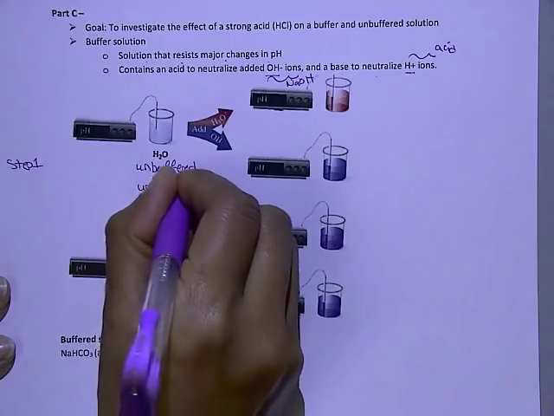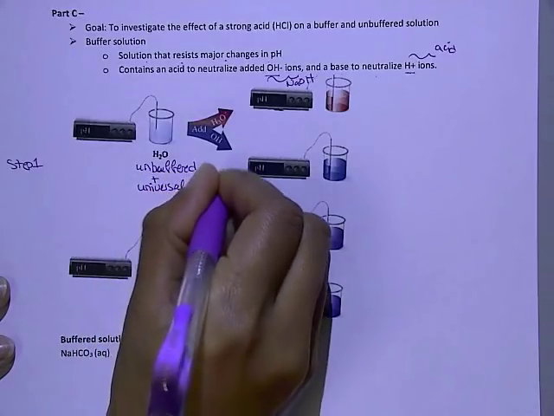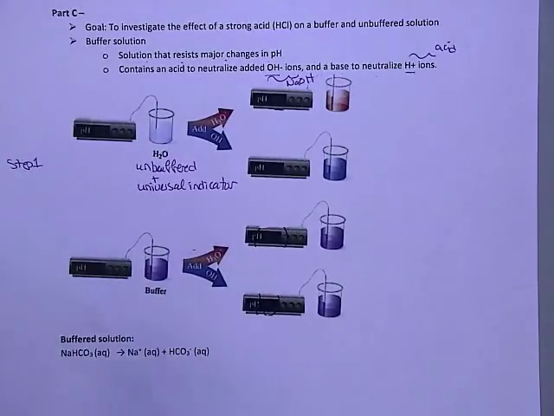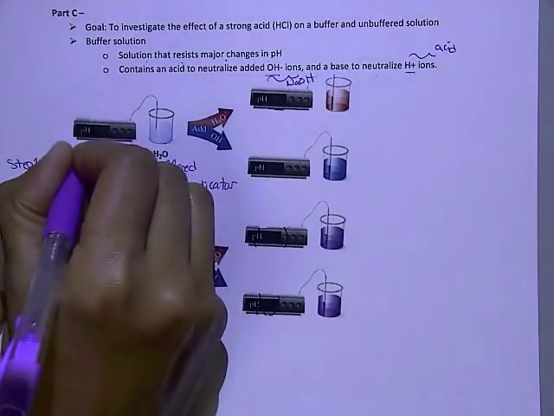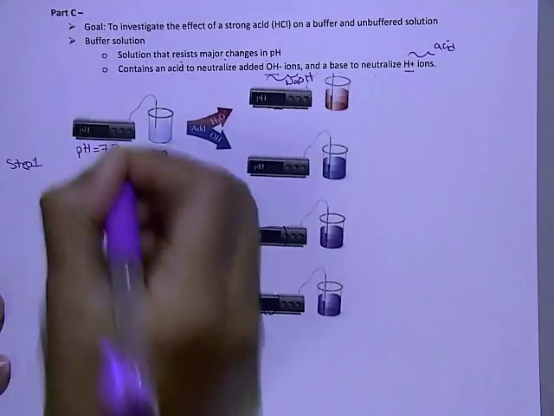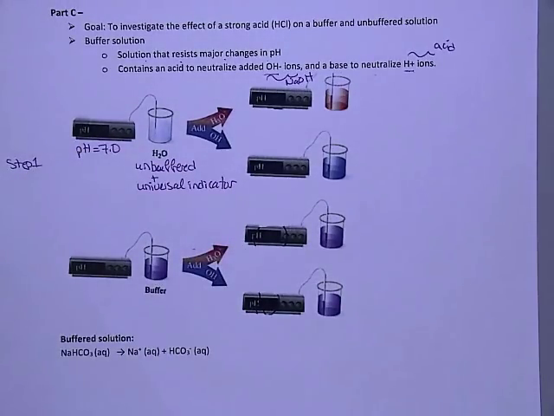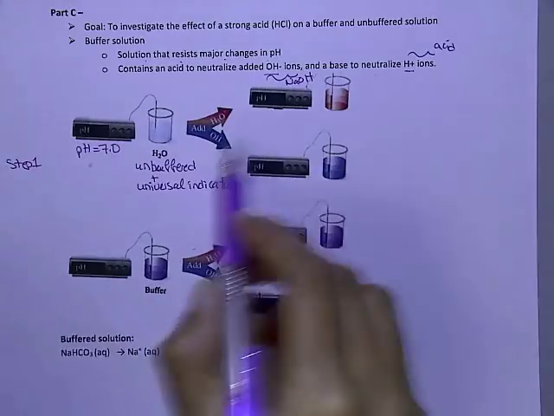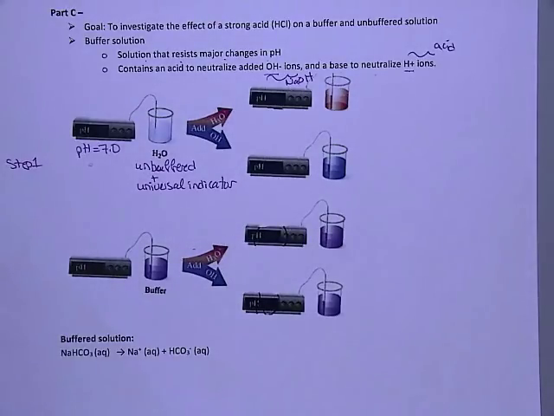So please pay attention. You have 2 different types of indicators that you're using in lab. The universal indicator is what you're using in part C. You're not doing any pH measurements in lab this week, but you're using the color change to determine the effect of a buffer versus an unbuffered solution.